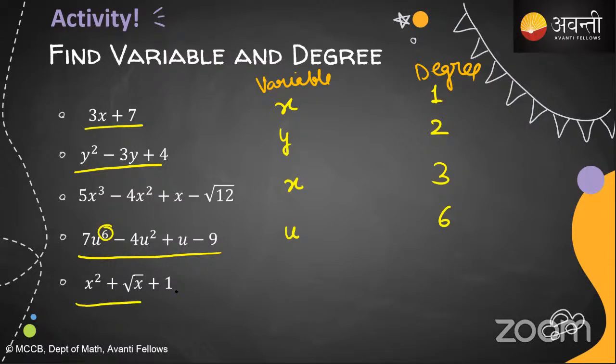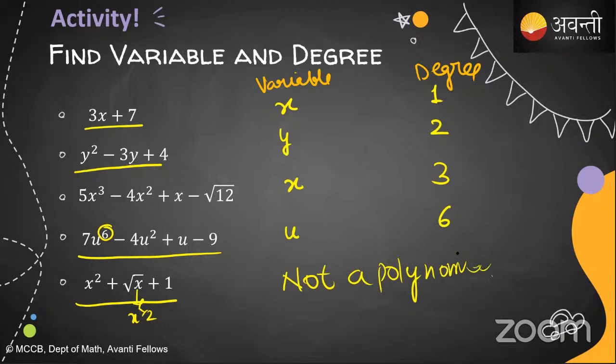x square plus root x plus 1. See, here the power is in fraction. This is nothing but x raised to the power half. So it is not a polynomial. We will not talk about its degree at all, right? We will not discuss the degree then. It is not a polynomial because the power is not an integer.